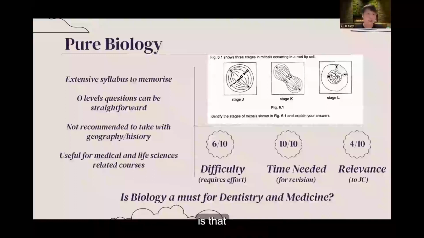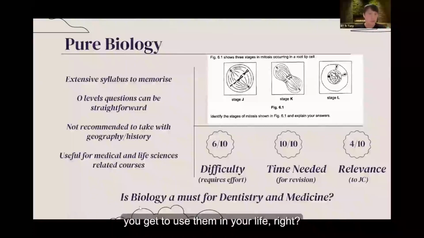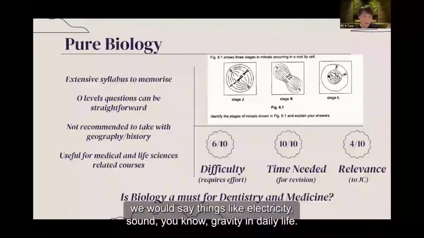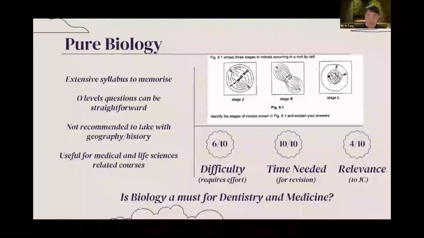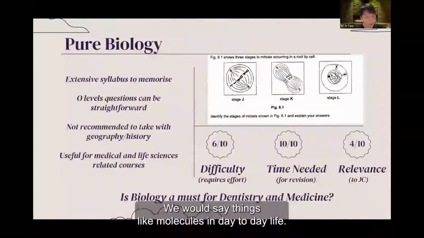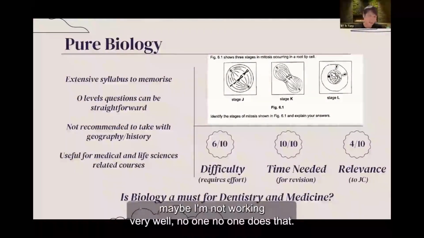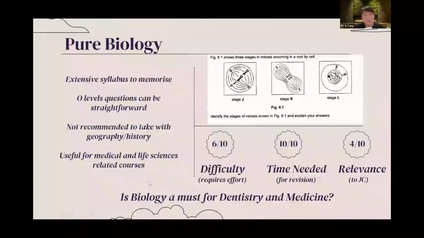So a joke that I always tell my students is that physics and chemistry is easier to memorize because the terms you learn in physics and chemistry, you get to use them in day-to-day life, right? We would say things like electricity, sound, gravity in day-to-day life. We would say forces, right? We would say things like acid. We would say things like molecules. But no one goes around saying that, oh, I'm very tired today, maybe my mitochondria are not working very well. No one does that, right? So things like mitochondria, rough endoplasmic reticulum, stuff like that, we don't have a chance to use it in day-to-day life. So you really have to study for that subject just for the exam. Okay, it's not something you can practice in daily life. So that's the reason why I feel it requires a very active effort to memorize.